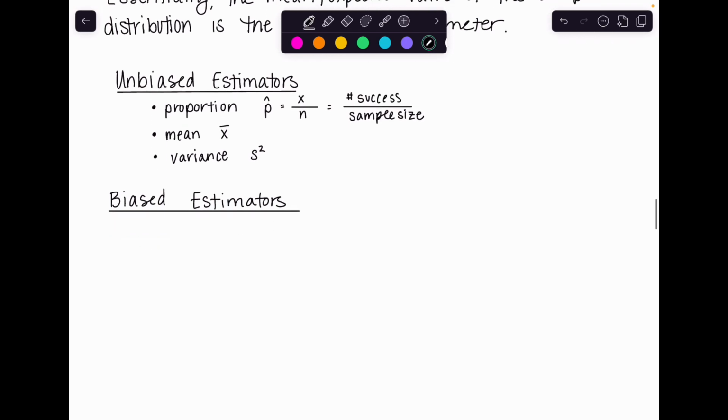In terms of biased estimators, we have 3. That would be the median of the sample. This is going to end up not being the true population median. Then we've got the range as well. And finally, standard deviation.